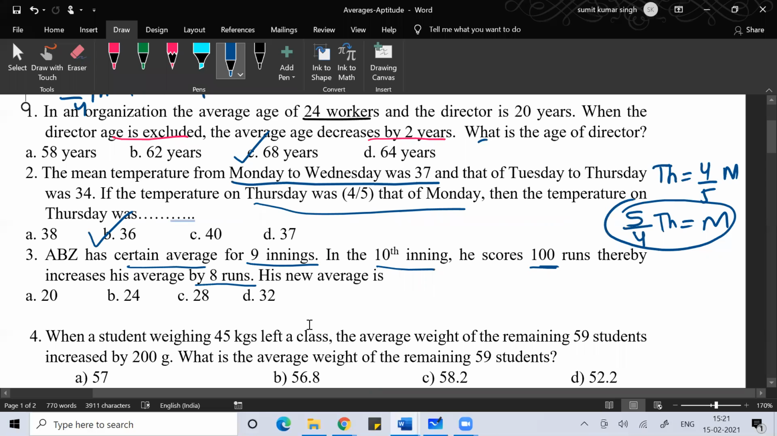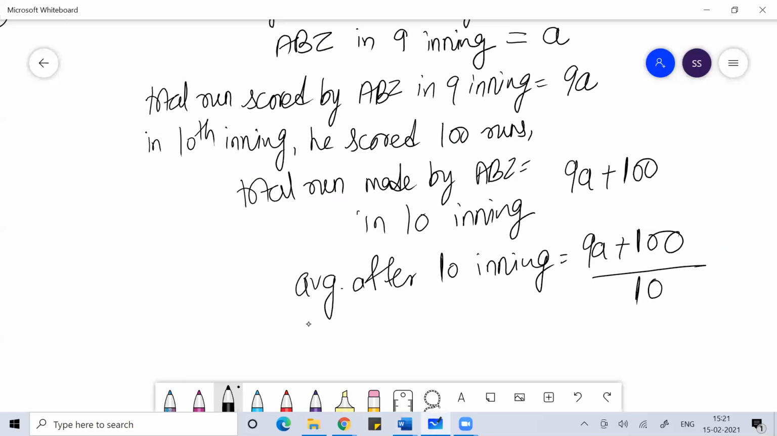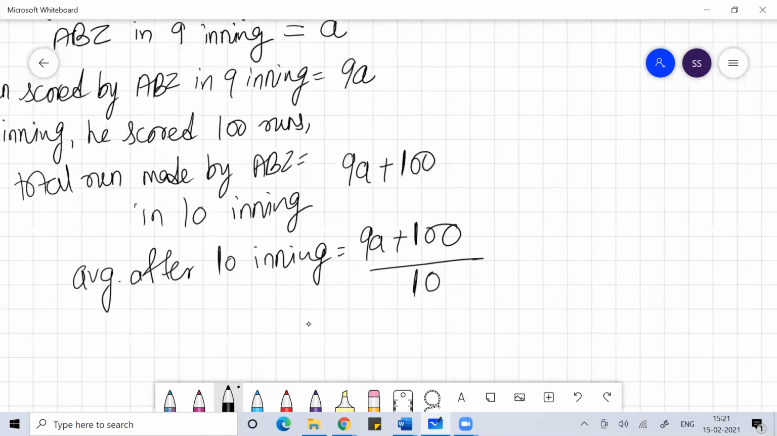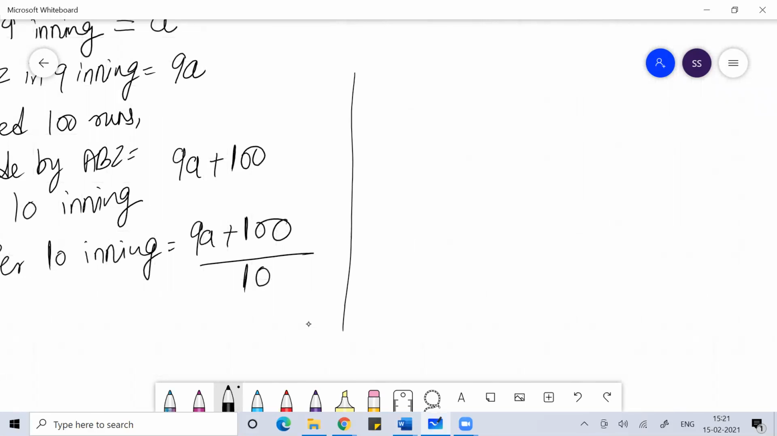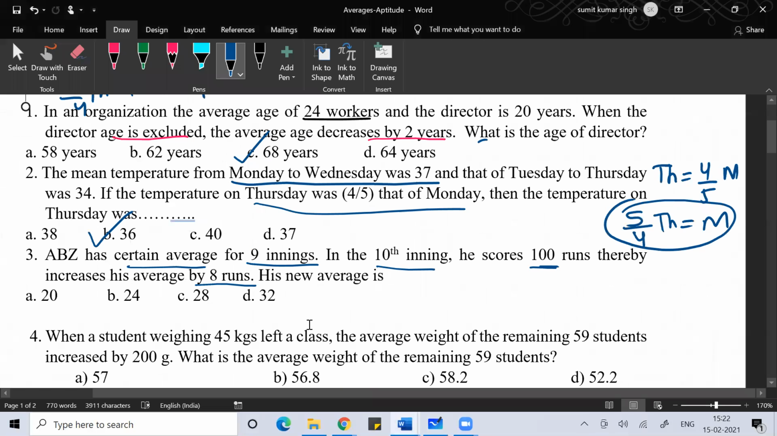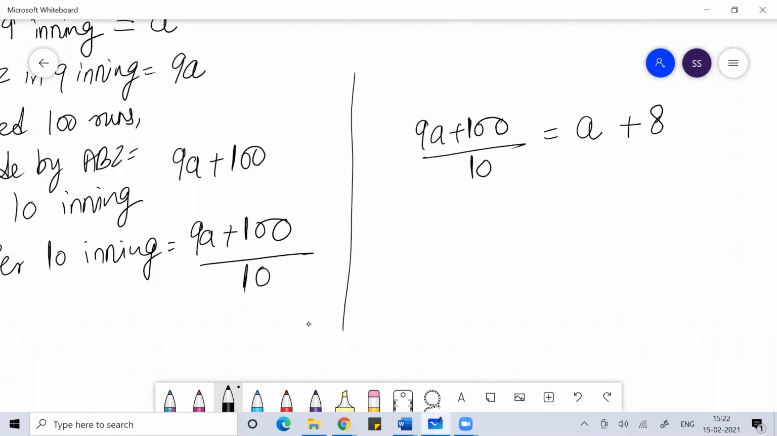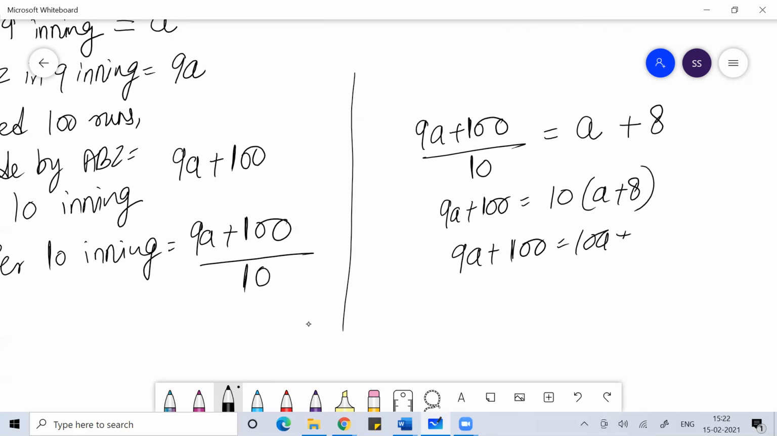Okay, so now his average increased by 8 runs. So his average now is (9A plus 100) by 10. Earlier his average was A, now his average becomes A plus 8. So cross multiply: 9A plus 100 is equal to 10 into (A plus 8). So it has become 9A plus 100 is equal to 10A plus 80.